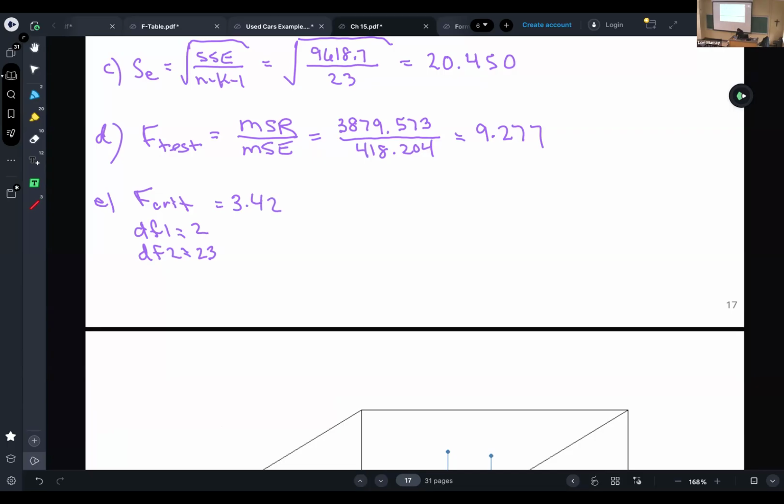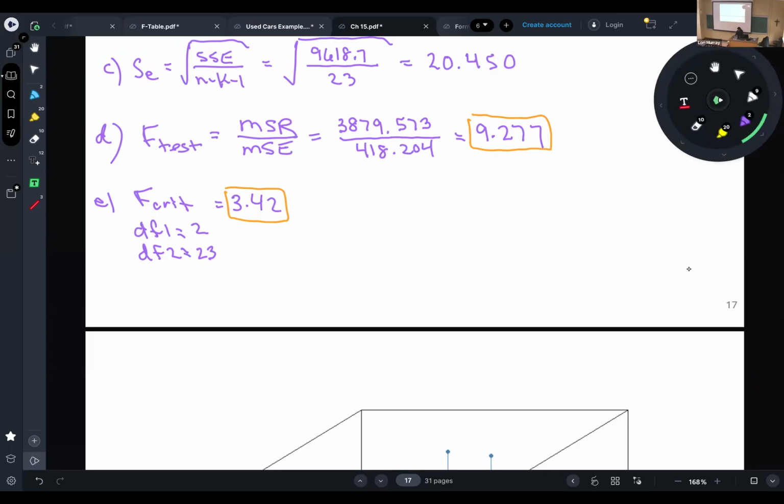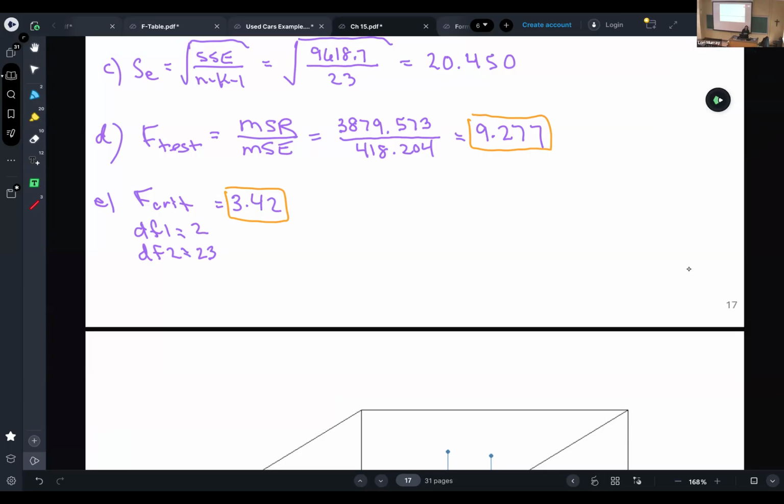And we want to compare this value here with this value here. And how do they compare? Do we have a good model overall? Remember, the null hypothesis is all the coefficients equal 0, versus the alternative that at least 1 does not equal 0. How would we conclude here? This is the F test. What do we do?